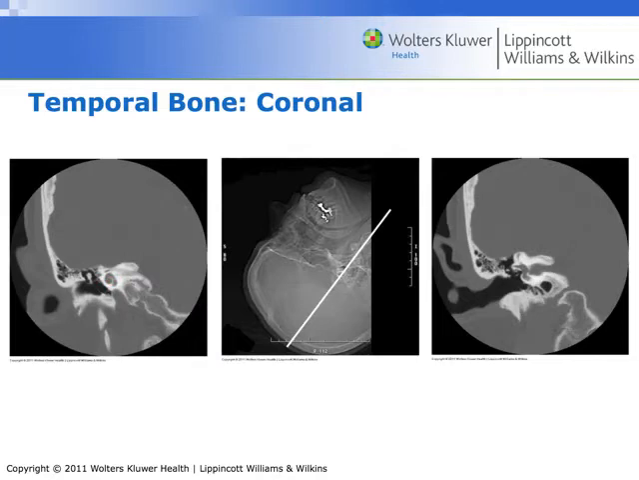Cochlea. A little bit more visible here. That's the internal auditory canal. This black area here is the tympanic cavity. Mastoid air cells. Okay. That's the mastoid air cells. This is the temporal bone. Okay.